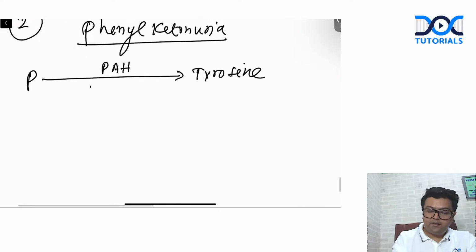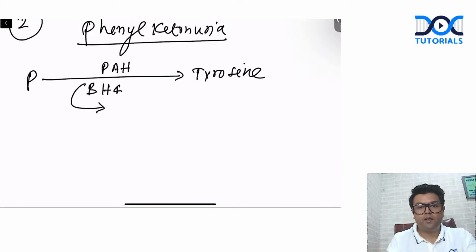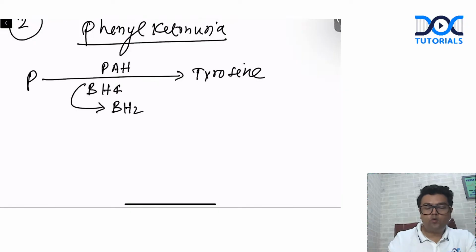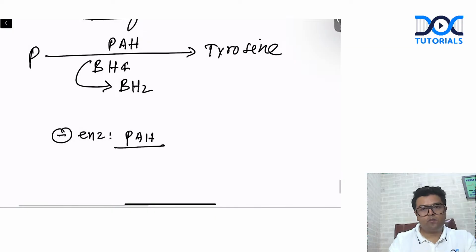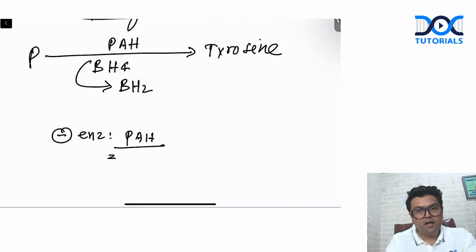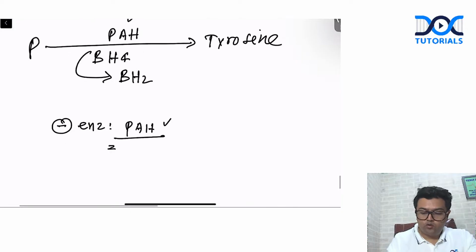Hydroxylase. And guys, this is taking the help of a coenzyme, BH4. What is the full form? Tetrahydrobiopterin. It is converted into BH2. Right? So BH4 converts into BH2. Okay. So what is the name of the deficient enzyme here? Guys, phenylalanine hydroxylase is the most common. Or what is the other thing that can cause the disease? So this is the most common cause, deficiency of this enzyme.